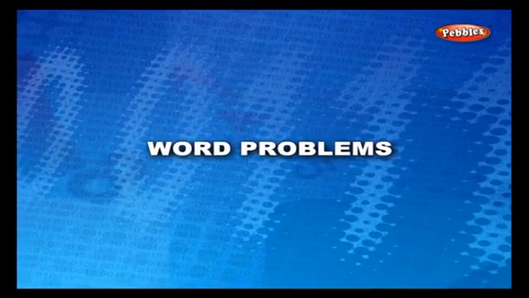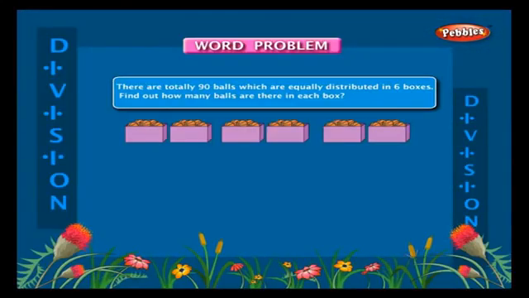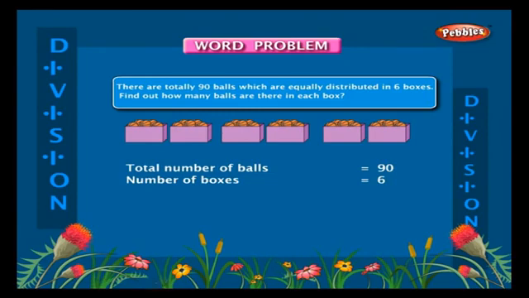Word problems. There are totally 90 balls which are equally distributed in 6 boxes. Find out how many balls are there in each box. Solution. Total number of balls is equal to 90. Number of boxes is equal to 6. To find out the number of balls in each box, divide 90 by 6.